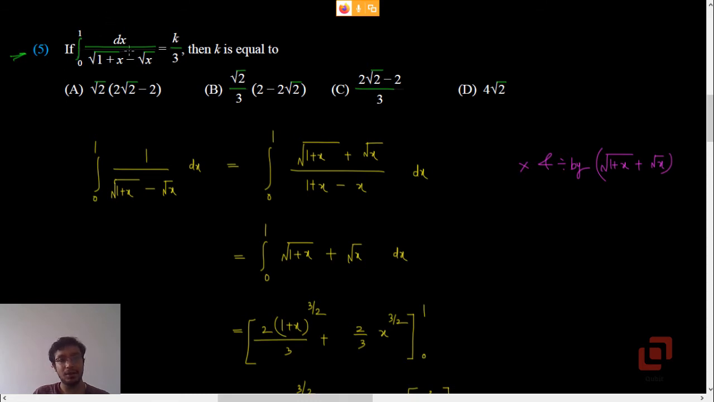If the integral of 1 upon root of 1 plus x minus root of x dx with respect to x, limits 0 and 1, is equal to k by 3, then k is equal to. So here they are not asking us to actually find the definite integral. They are saying that the definite integral I is equal to k by 3. So what will k be equal to? If the definite integral is k by 3, then k must be equal to 3 into I.